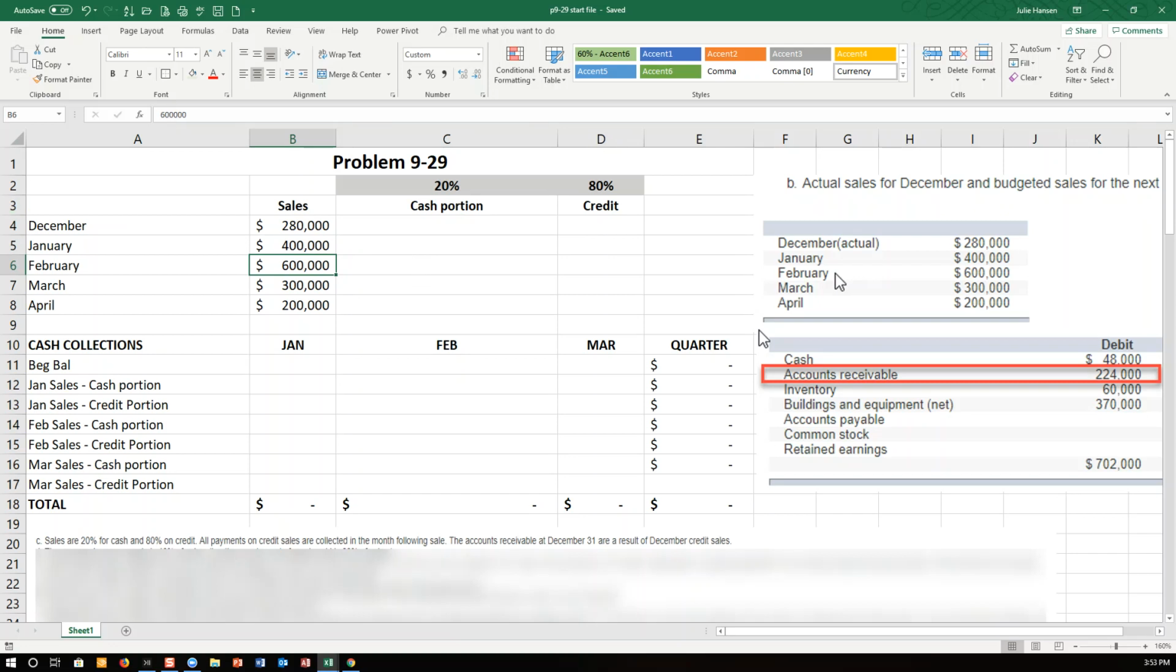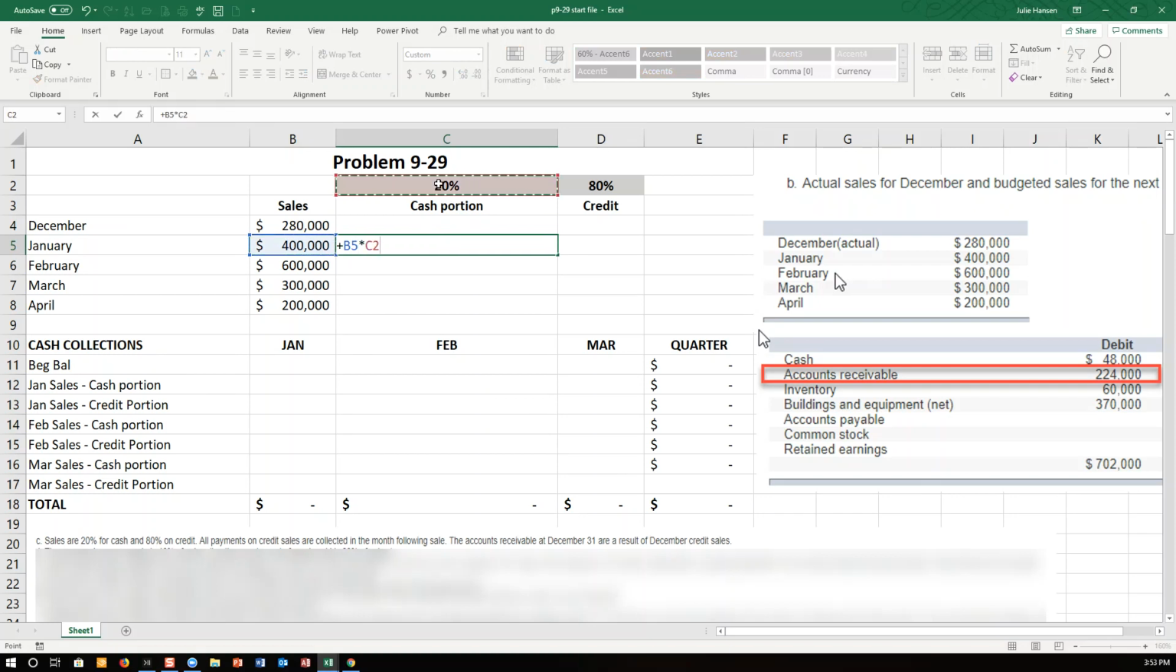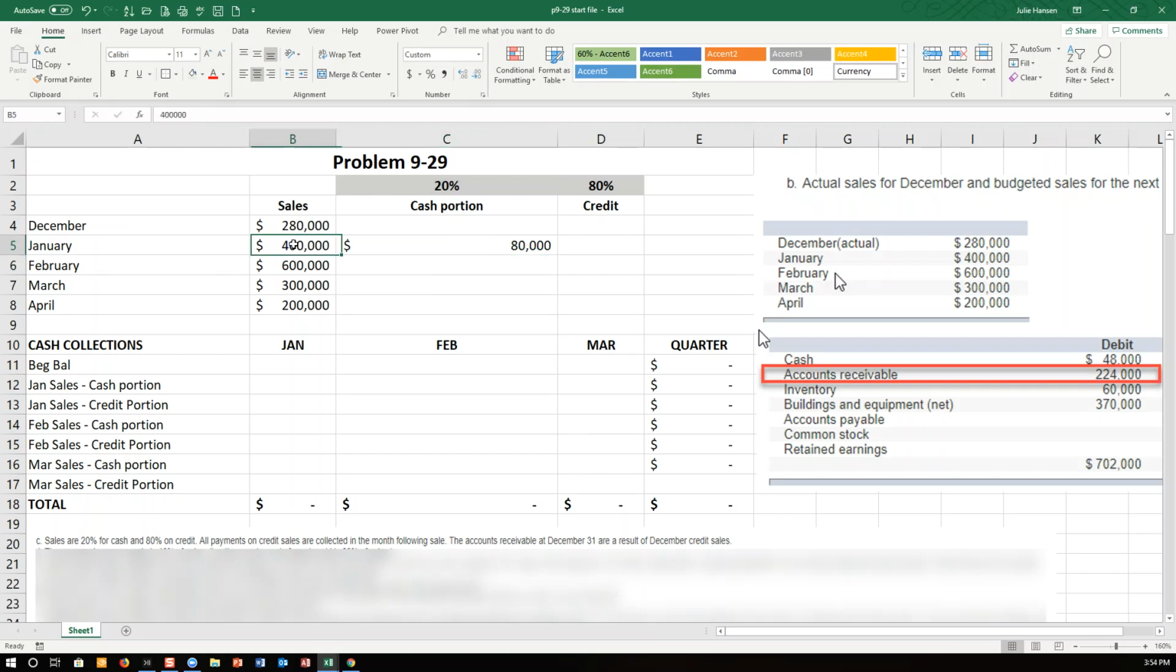So here I go. I'll start actually in January since we're going to do the first quarter. I'm going to take January and multiply that times the 20%. All right, that gives me $80,000. What's that represent? That represents the amount of the January sales that are going to be collected in cash. So what's the credit portion? Well, it would be that same number multiplied times the 80%.